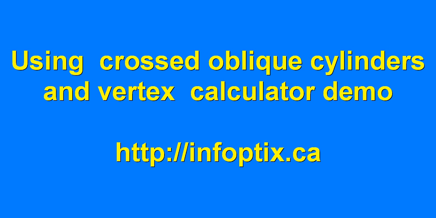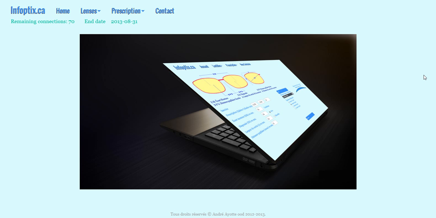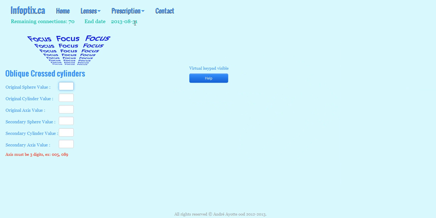Hi again. This time we are going to be using the calculator to calculate cross-oblique cylinders and vertex compensation. First of all, we go to the prescription menu and go to the oblique cylinders. What could the oblique cylinders be used for? In the case of toric contact lenses fittings.